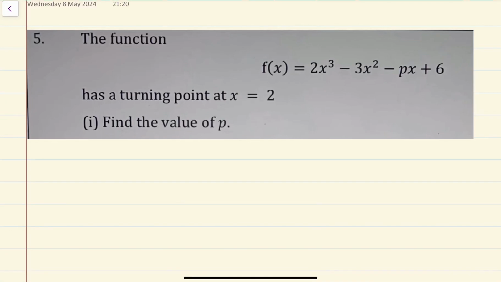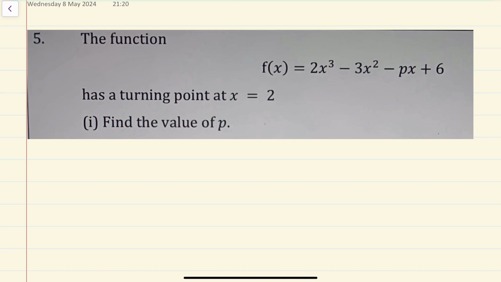This is a question from an AS1 exam. This is on turning points and also on increasing functions. So the question says, the function f of x equals 2x cubed minus 3x squared minus px plus 6 has a turning point at x equals 2. Find the value of p.